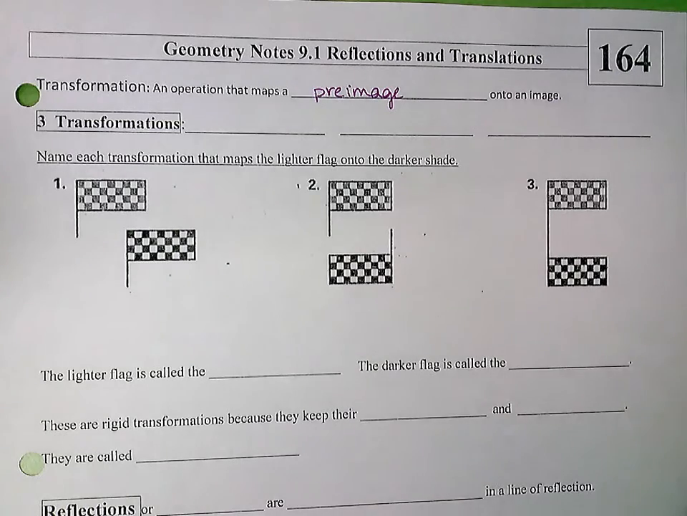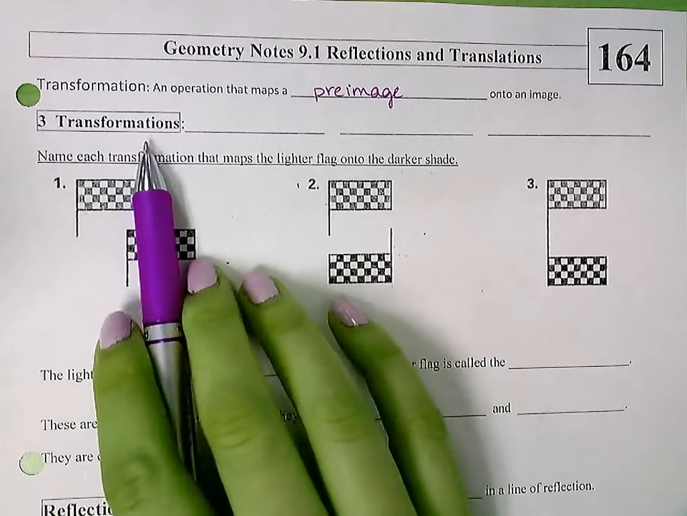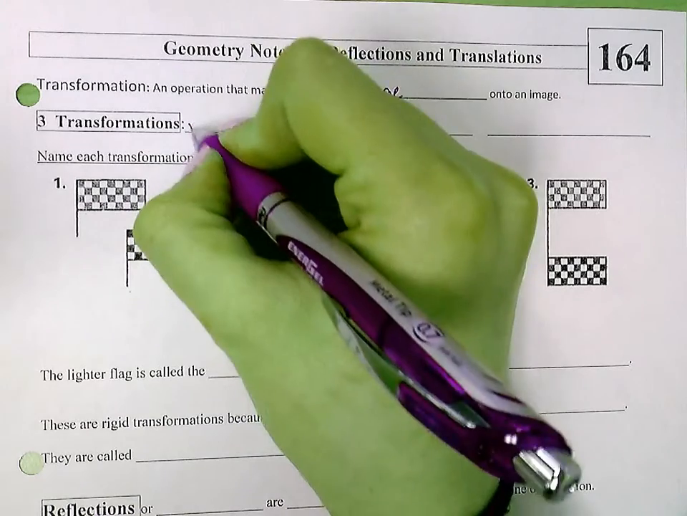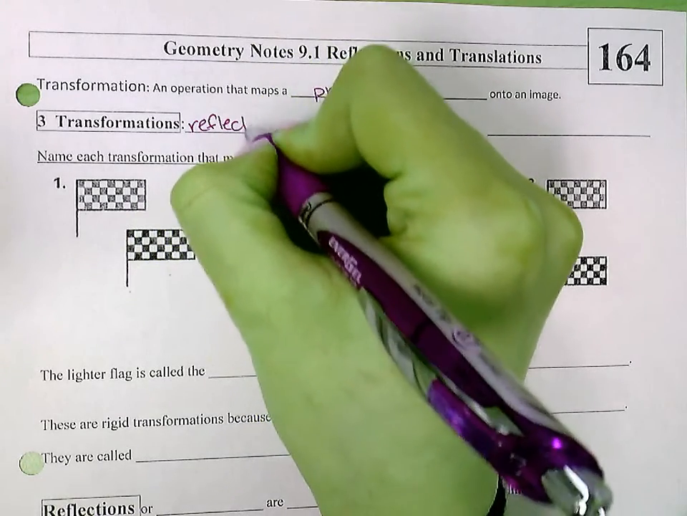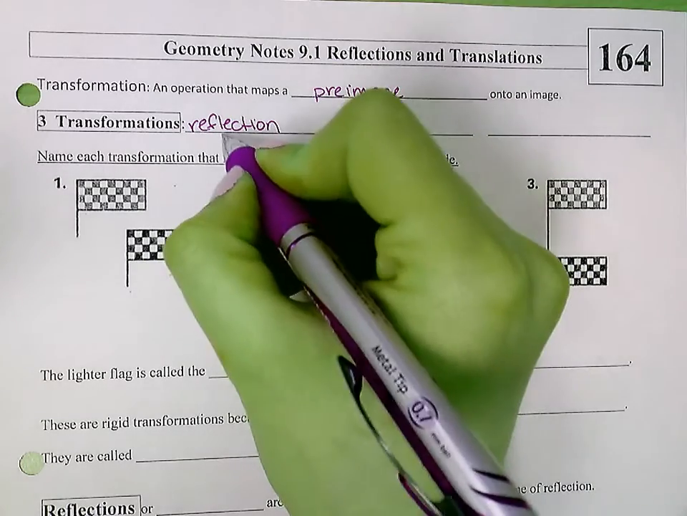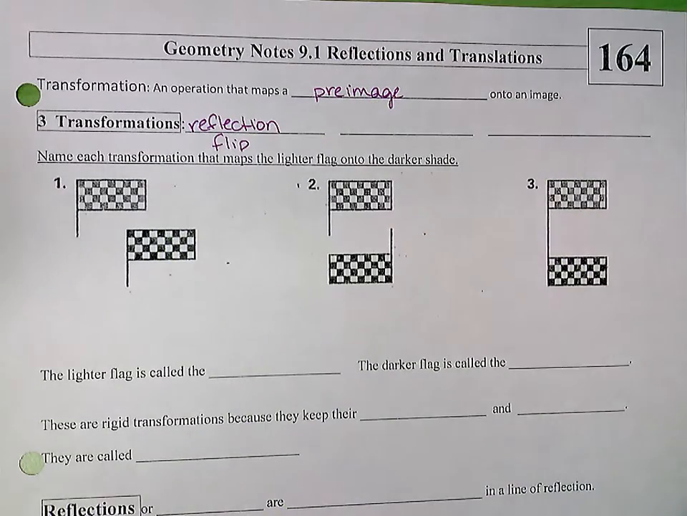A transformation is an operation that maps a pre-image onto an image. There are 3 transformations. The first one is a reflection. That's also considered a flip. So you're flipping your image.